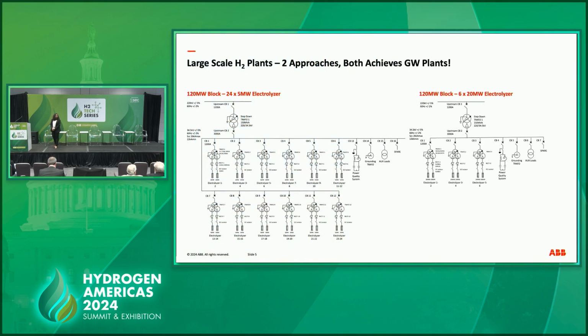Here we have these two SLDs. On the left-hand side, we have a block which is 120 megawatts. That's our base block, and this is primarily dictated by the availability of the MV switchgear. We have the 120 megawatt block based on 5 megawatt electrolyzers, and on the other side the 20 megawatt electrolyzer. Visually, we can see such a difference in the number of components when going with the 5 megawatt and how it decreases with the 20 megawatt or the bigger electrolyzers.